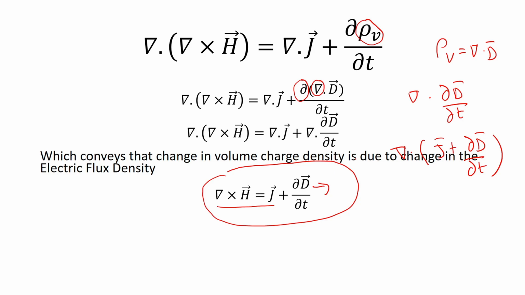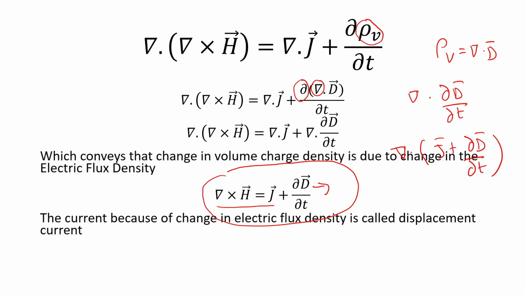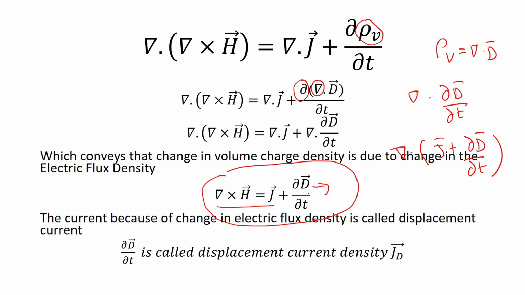This dou D bar by dou t is called the displacement current density, because this is the current because of the change in electric flux density, that is, displacement of charges. Hence it is called the displacement current density, and it is generally represented as J_D bar.